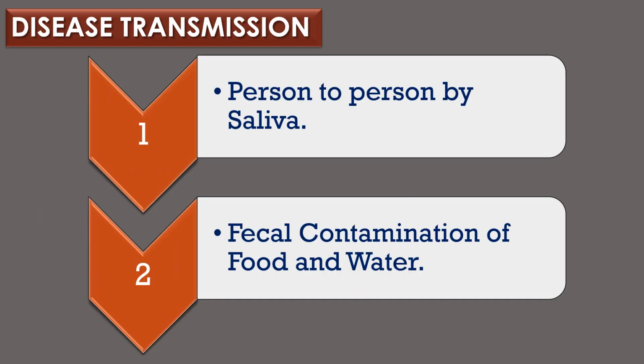Disease transmission of Helicobacter pylori. Helicobacter pylori is commonly transmitted person to person by saliva. Helicobacter pylori can also be spread by fecal contamination of food or water.